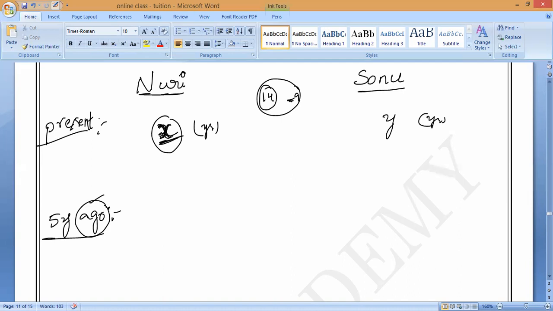Nuri present age is X years. 5 years ago means what is the Nuri's age? X plus 5, ma'am. Minus 5, very good. Understood? Minus 5. Okay, next, Sonu present age is Y years. 5 years ago, what is the Sonu's age? 5 years ago, Sonu's age.